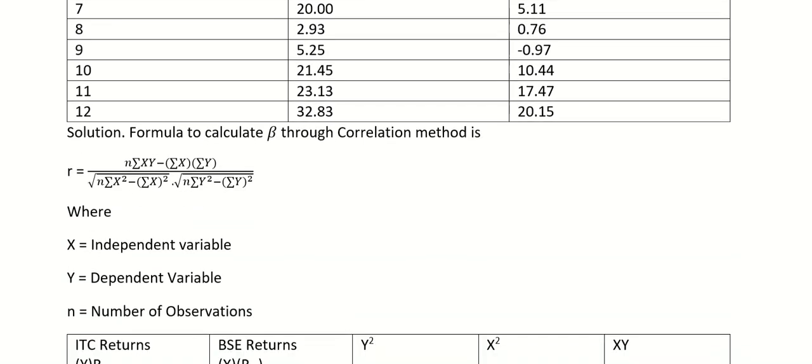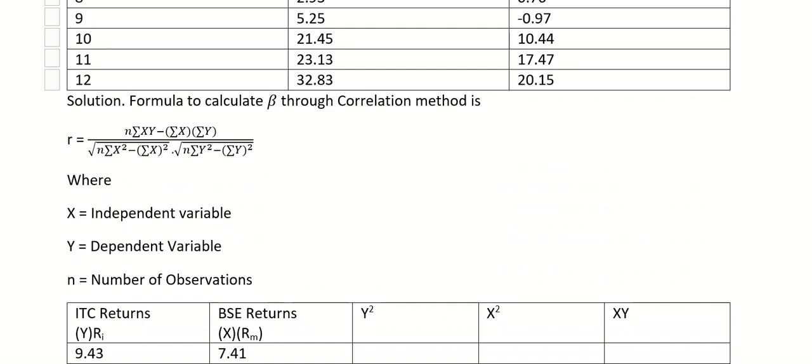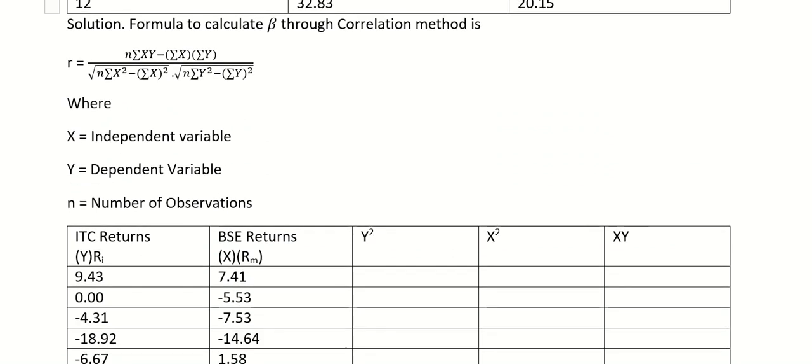So the formula which we apply to calculate beta here is r equals n summation of xy minus summation of x into summation of y, divided by under root n into summation of x square minus summation of x whole square, into under the root n into summation of y square minus summation of y whole square. So this is the formula to calculate correlation.